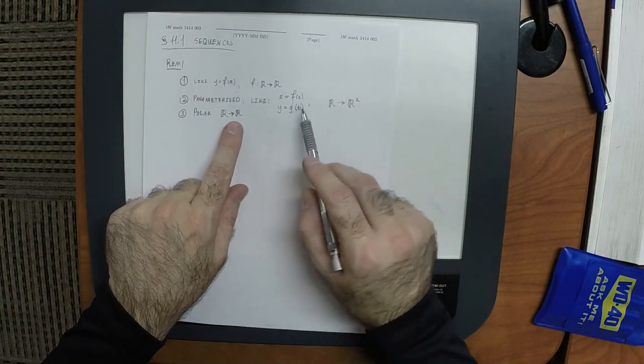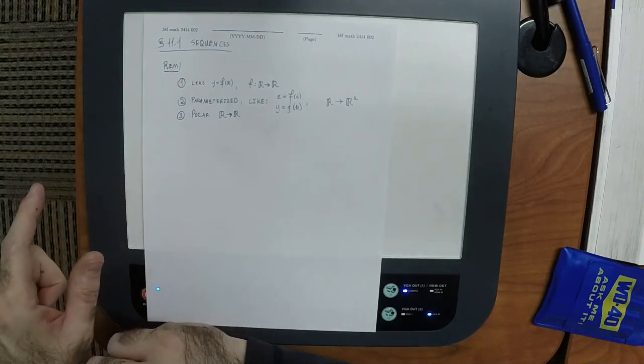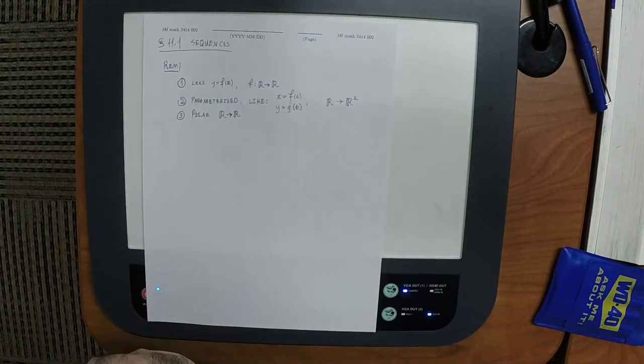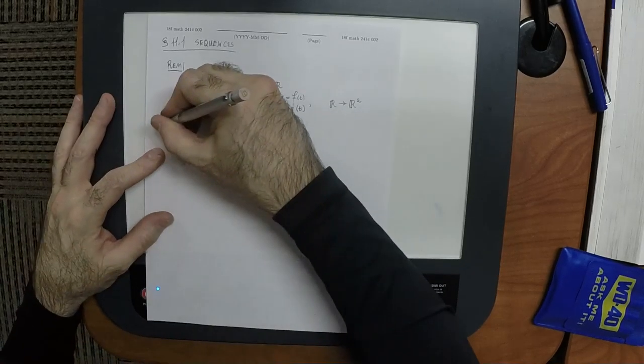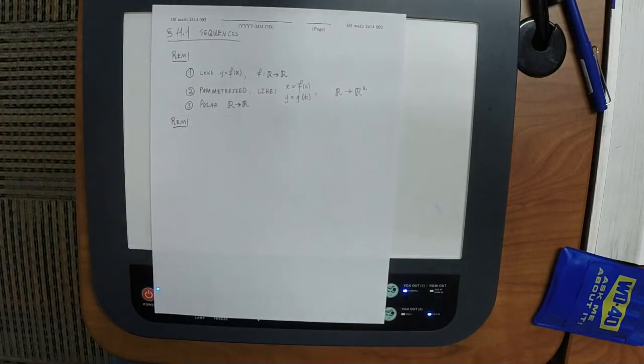But we noted that polar coordinates and parameterized functions are related to each other if you consider the angle to be the parameter. All right, so here we are. And what it is, in the end, is that we're considering a new kind of function. And the only difference from before is that the signature is different. Okay?